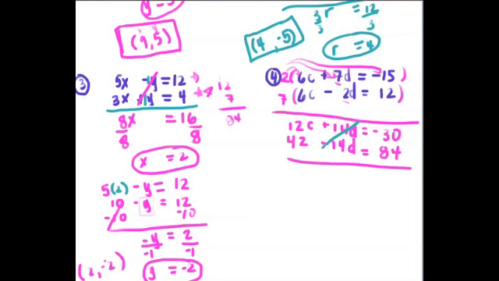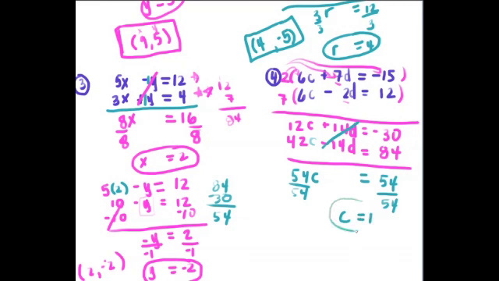And so now all we do is simplify. 12, and this should be a C, sorry. So 12C plus 42C is going to be 54C, equals 84 minus 30. Let's take this to the side and figure that out. Okay, so we get 54. Divide by 54, divide by 54. So C equals 1.